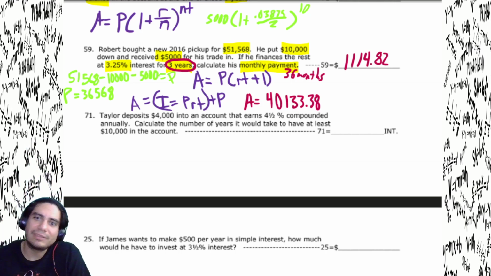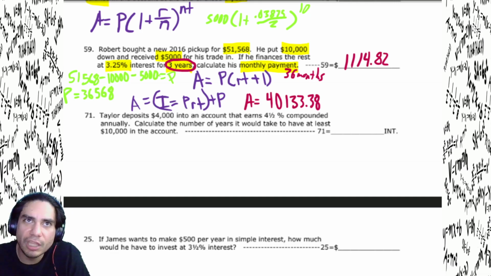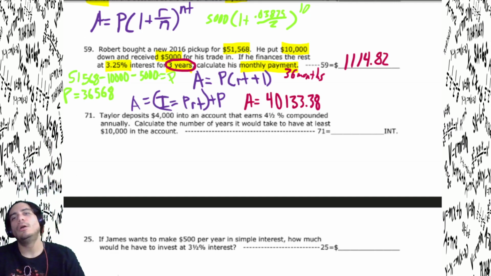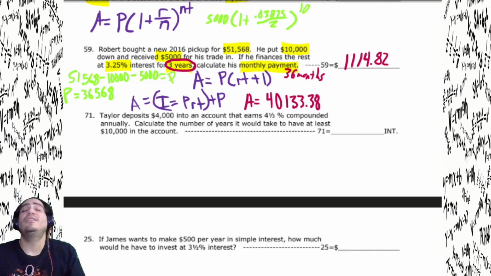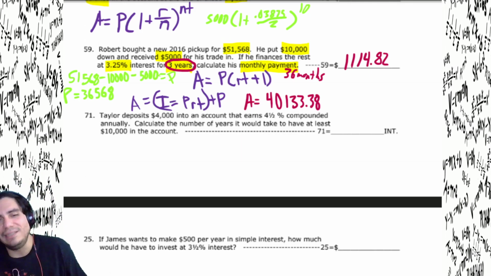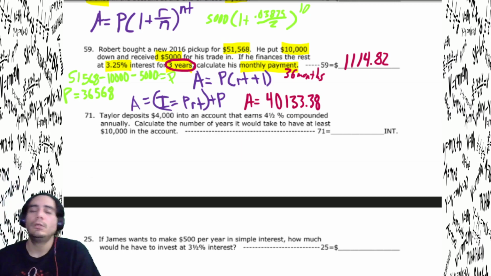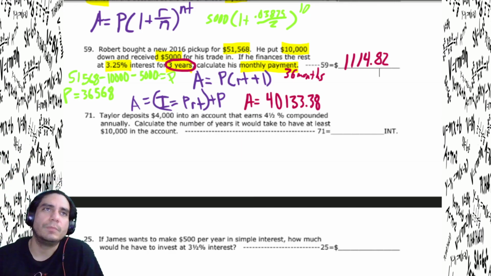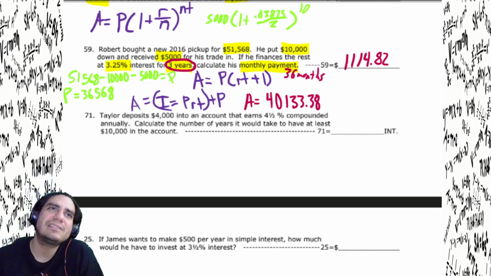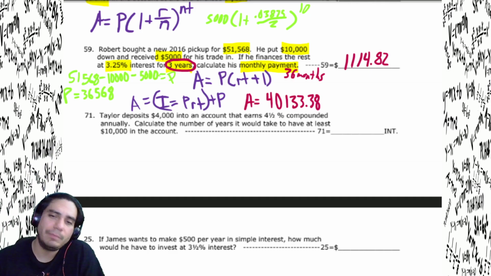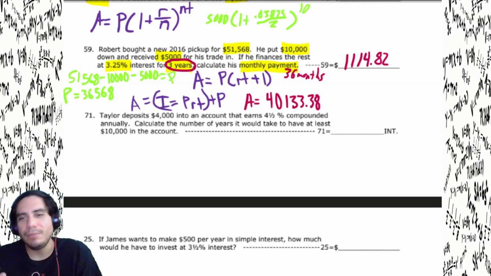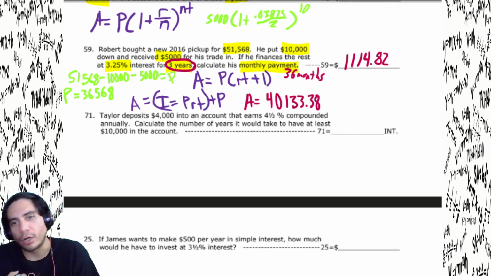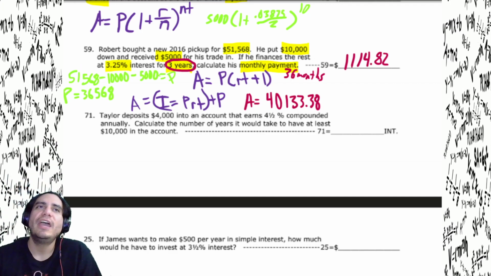$1,114.82 is what this guy is paying per month just to have this pickup truck. Oh my God, dude, this guy. I mean, that's $12,000 a year. That's crazy, ladies and gentlemen. I don't know, but that's just me. Some people like doing that kind of stuff, but I'm about making that money work for you, and hopefully, when you know math, you're going to be able to see how that money is going to work for you. Anyways, let's go to the next problem.